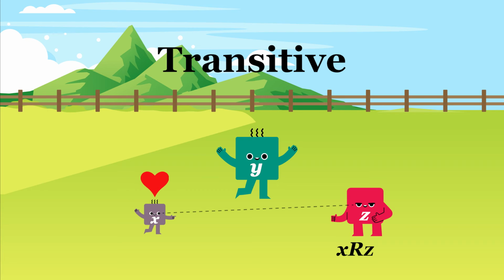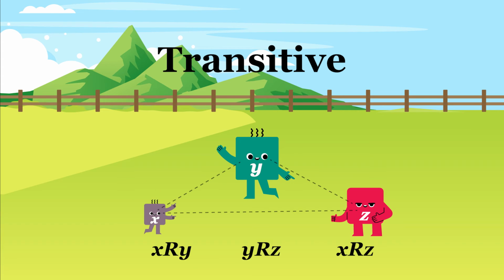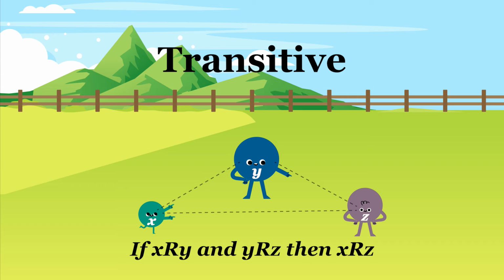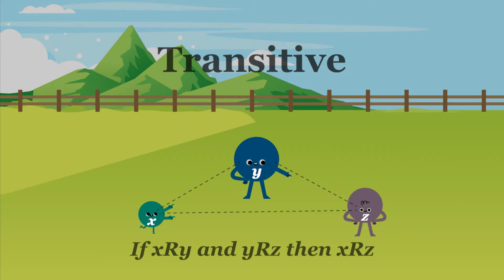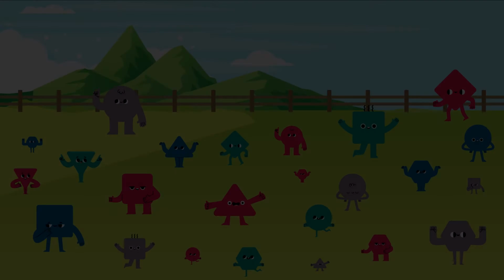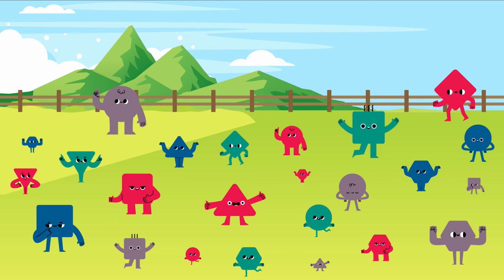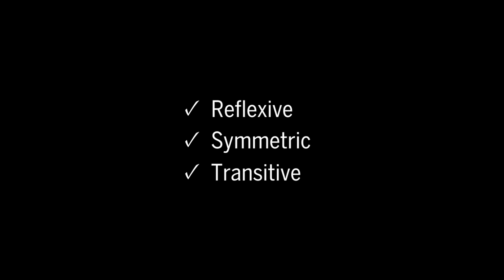And again, transitivity is not a property that just three objects possess, but is a property that applies to all possible combinations of three objects in our set. So, because we have seen that our relation, being the same shape as, is reflexive, symmetric, and transitive, we conclude that our relation is an equivalence relation.